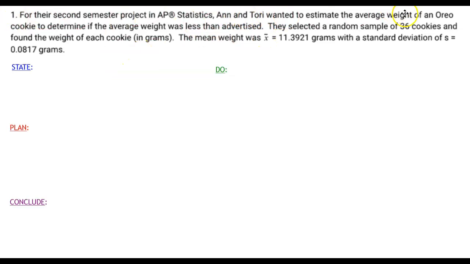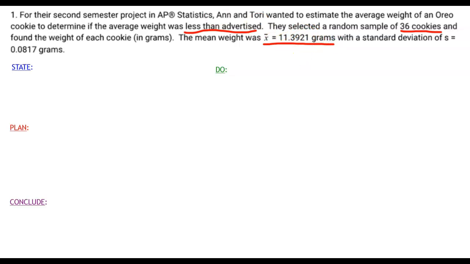Ann and Tori wanted to estimate the average weight of an Oreo cookie to determine if that average weight was less than advertised. Let's keep that in mind. We're talking about less than advertised. They selected a random sample of 36 cookies. Here's my n, 36 cookies is the sample size. And they found the weight of each cookie in grams. The mean weight was x bar equals 11.3921 grams.